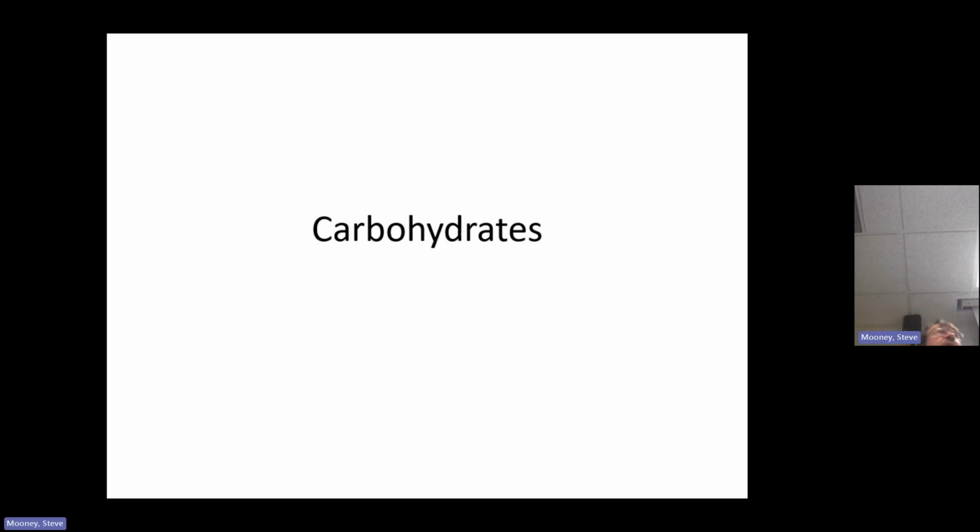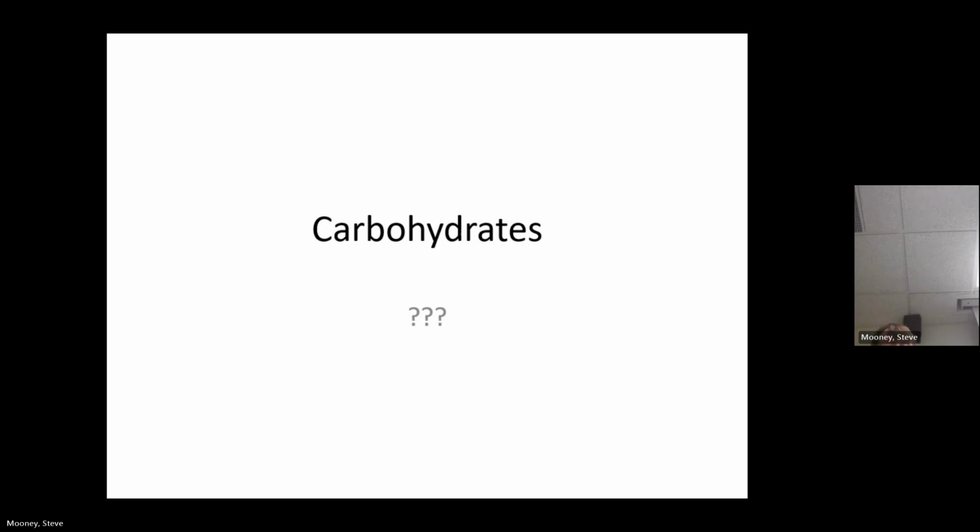So moving on to carbohydrates. What do you guys know about carbohydrates? Anything? They can be simple or complex. Anything else? Glucose and sugars are carbohydrates.